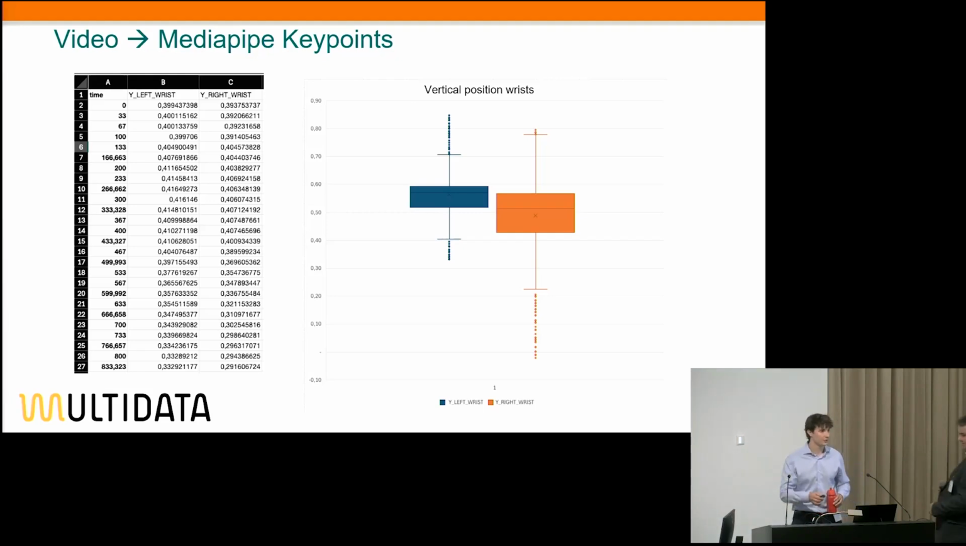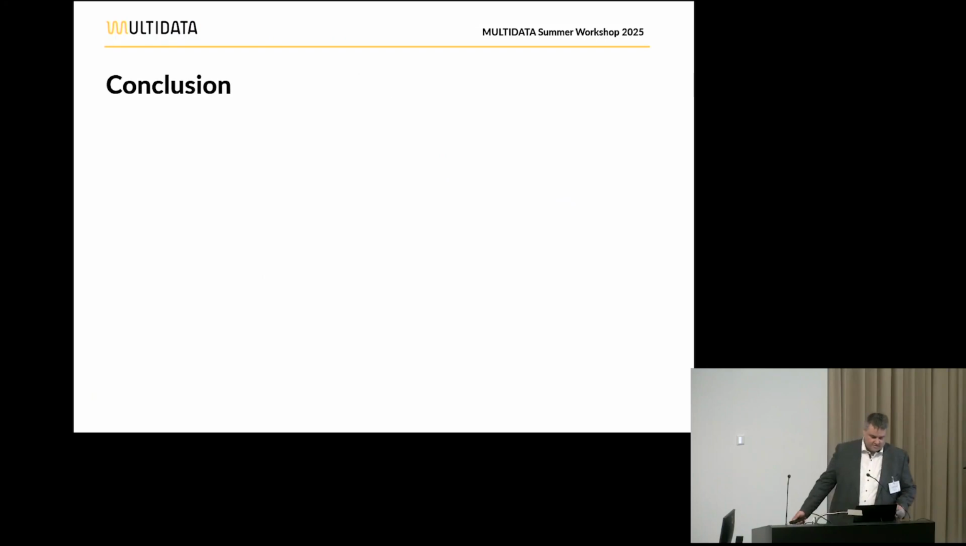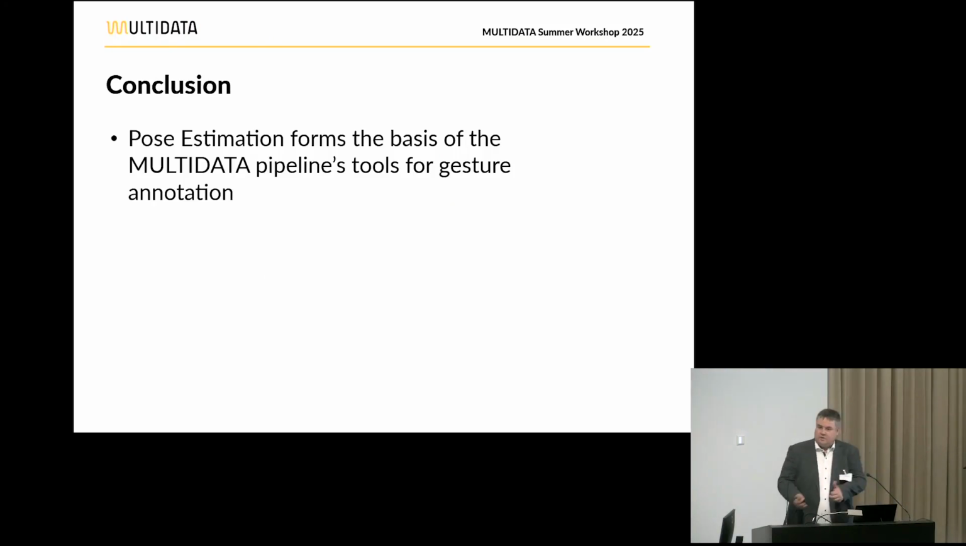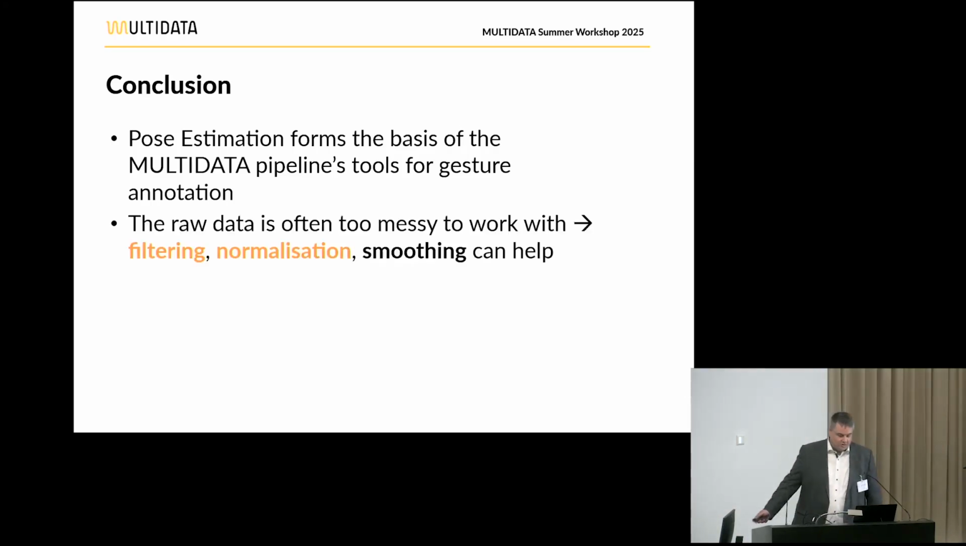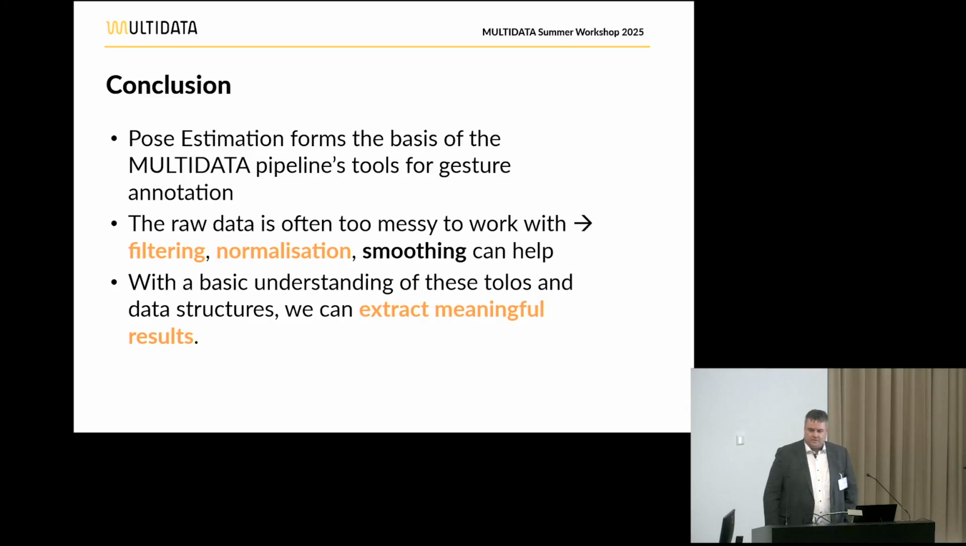Okay. I hope I could take away a bit of the magic. I'll have one more slide for summary. To conclude, very simply, pose estimation, as we've shown today, forms the basis of the multimodal pipeline's tools for gesture annotation. So we're stealing that from the computer vision people and appropriating that in some way. The raw data is often too messy to work with, so filtering, normalization, smoothing, and so on can help. And with a basic understanding of these tools and data structures, we can actually extract meaningful results.